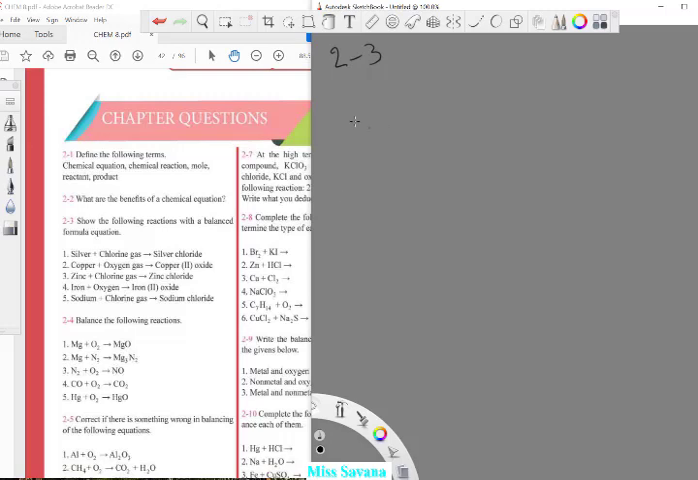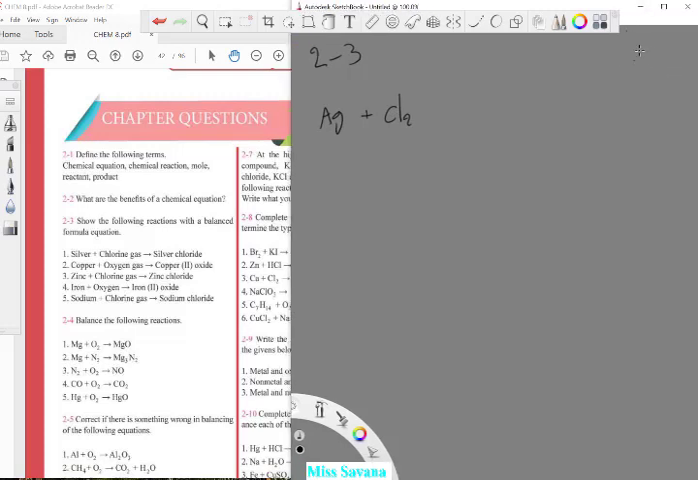So we're gonna start with silver. Silver is Ag, plus chlorine gas. It's Cl, but you're gonna write Cl2. Why? Because you remember these diatomic gases, I don't know if you heard of this or not.